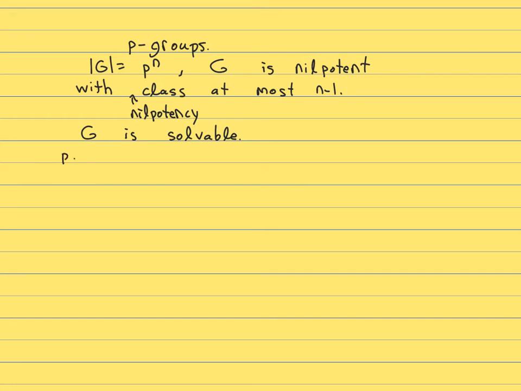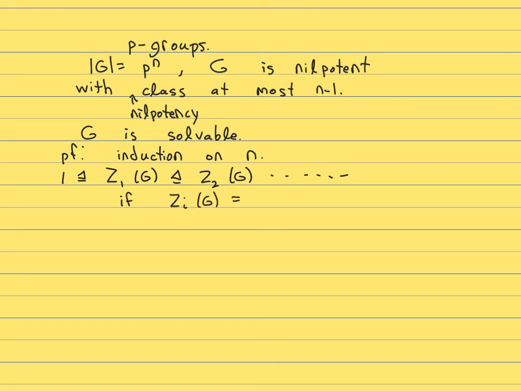Alright, so we're going to prove this result by induction on n. And we're going to use some of the stuff we know about p-groups. So it's worth pointing out, you construct the upper central series. This thing always exists in general. And so if Z_i of G is not equal to all of G, then you can certainly take this quotient, and it's a p-group.